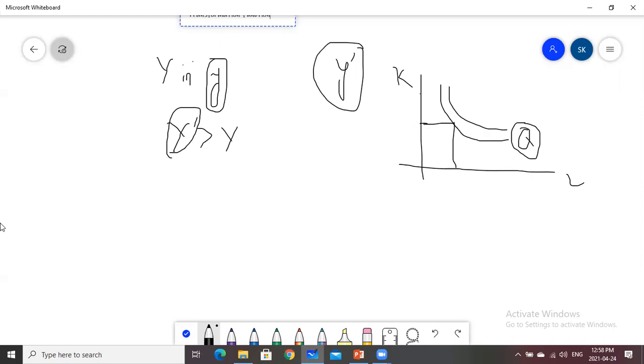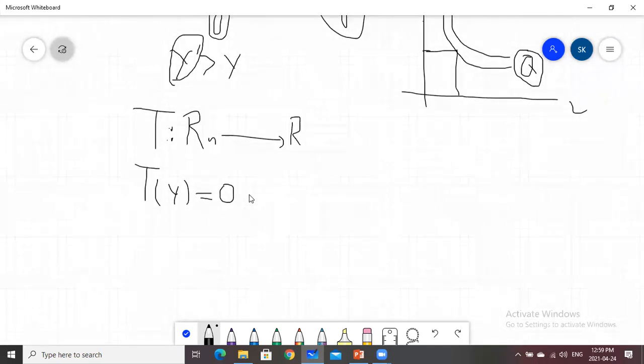Therefore, the transformation function in this case can be written as, now for this we will have T, such that this is for the transformation function. We will have an Rn which will lead us to R. Now where T of y is equal to 0, the transformation function is equal to 0, then it is possible that y is efficient. Or it is possible only when y is efficient.